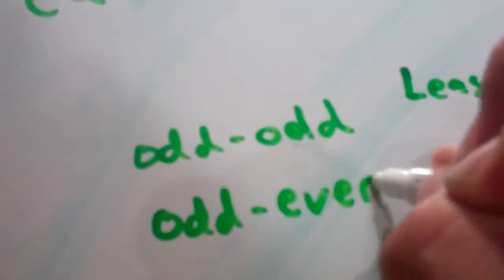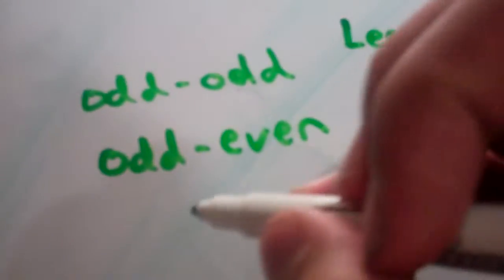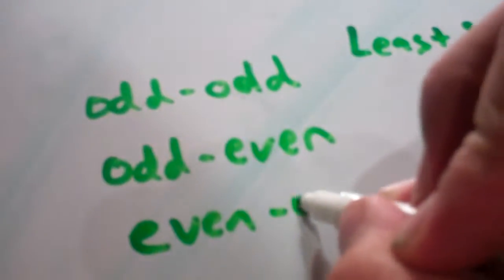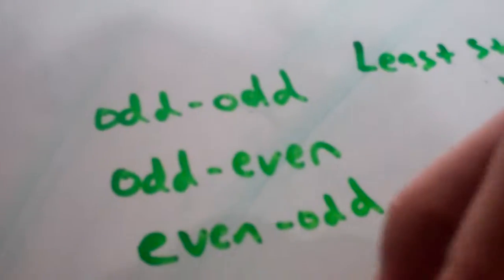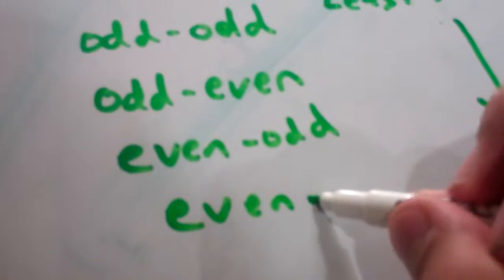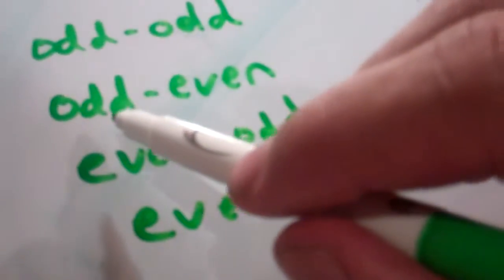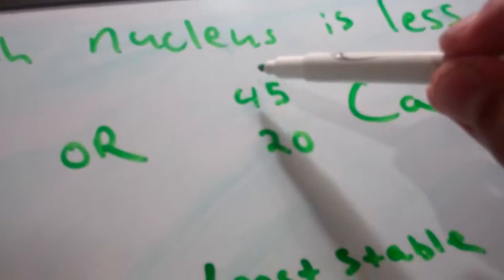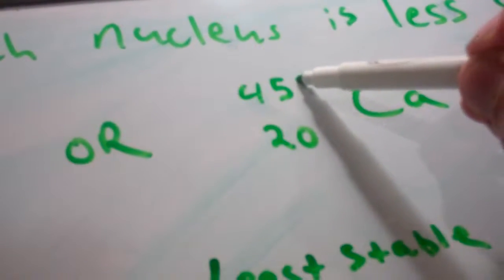Next is odd even. Even odd, and even even. And by odd even, I'm referring to these two numbers, so the mass number and the atomic number, or to break it down, the number of protons plus neutrons for this, and the number of protons for this.